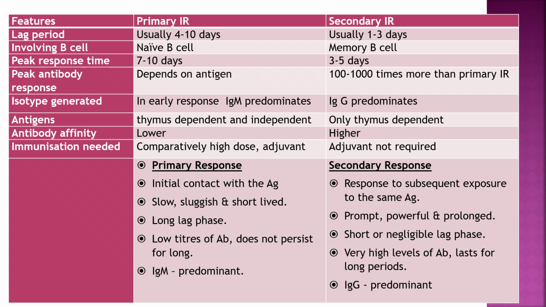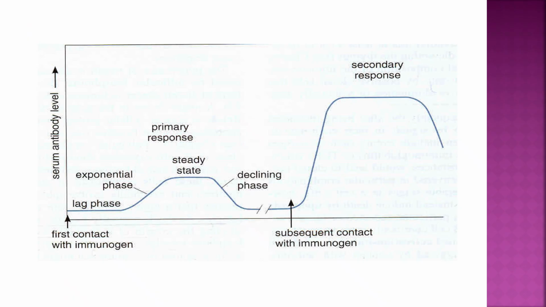Primary immune response: initial contact with antigen, slow, sluggish, and short lived, with a long lag phase and low titers of antibody that do not persist for long, IgM predominant. Secondary response: response to subsequent exposure to the same antigen, prompt, powerful, and prolonged, with a short and negligible lag phase, very high level of antibody that lasts for a long period, and IgG predominant. Here you can see the difference between primary and secondary immune response.